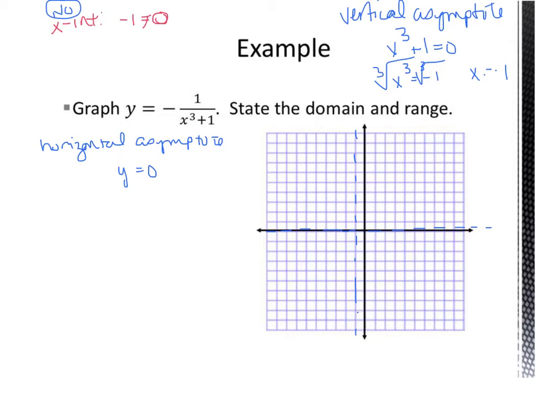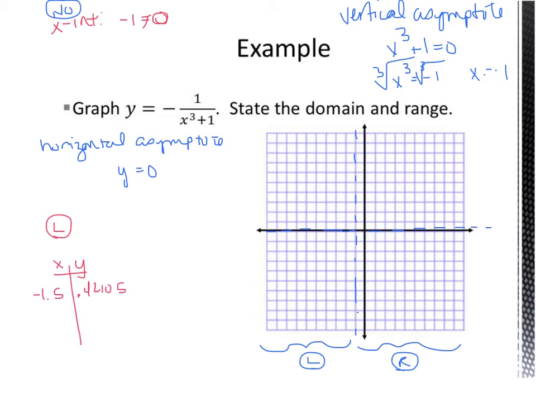Alright, so this time we just have two places. We'll call them L and R for left and right. And then from there you just make your table. So once you have set up where your asymptotes are, so to the left, if we did -1.5, we're at 0.42105, and you might check these. I worked them out ahead of time, but you never know.